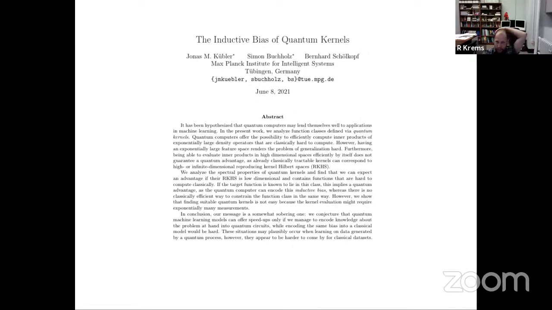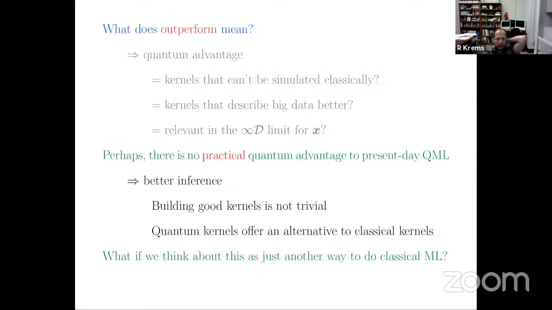So I strongly recommend that you read this paper if you're interested in quantum machine learning, because you'll learn a lot about how quantum machine learning works and some of the interesting conclusions and conjectures that they come up with. Like I said, it's quite interesting to think about. So I guess the bottom line of this is that the jury is still out on whether quantum machine learning may have a quantum advantage. So perhaps there is no practical quantum advantage to present day quantum machine learning.